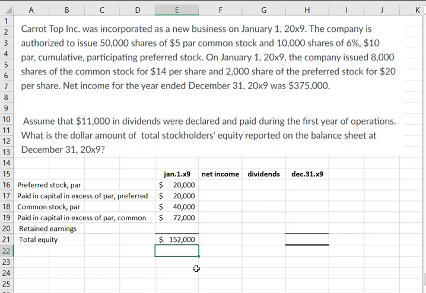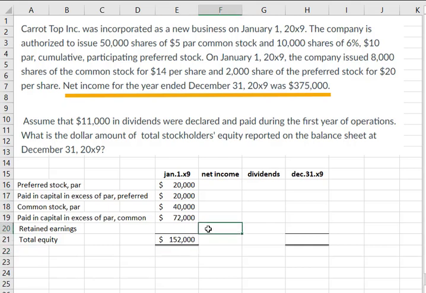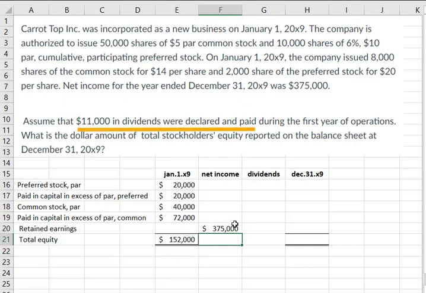They haven't earned anything yet. Retained earnings is 0. Then they tell us at the end of the year, they had profit of 375, net income of 375. That increases retained earnings. So we'll put that in here. And then they did declare a dividend, declared and paid. So that comes out of retained earnings. That's going to reduce it. And so they want to know what is the total stockholders' equity at the end of the year, December 31st.